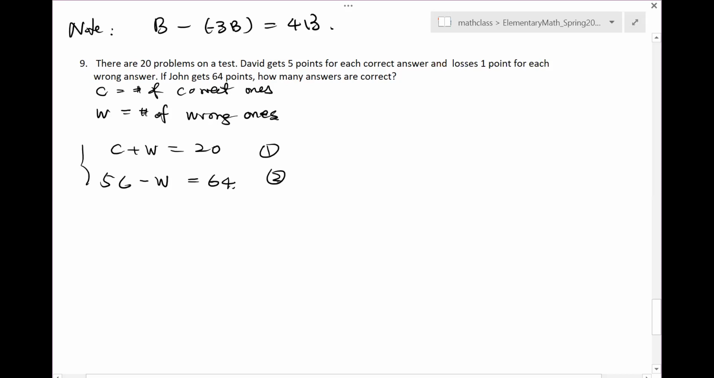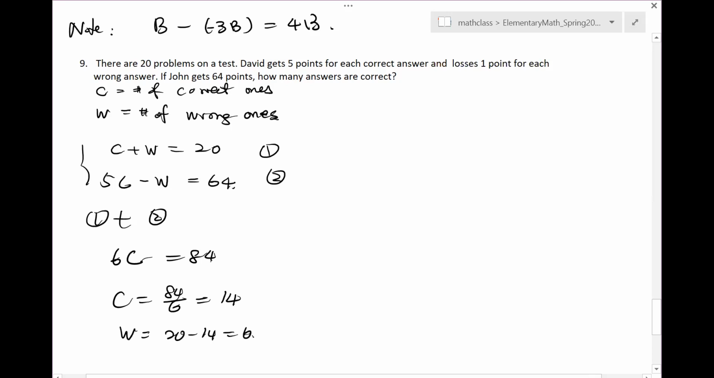In order to get to C, the easiest way to do it is just add those two equations together. Okay, that was easiest, right? So if you add them together, it'll be 6C equals 84, okay? So C is 84 divided by 6, which is going to be 14. And the wrong ones, W, is going to be 20 minus 14, which is 6. So 6 are wrong problems.